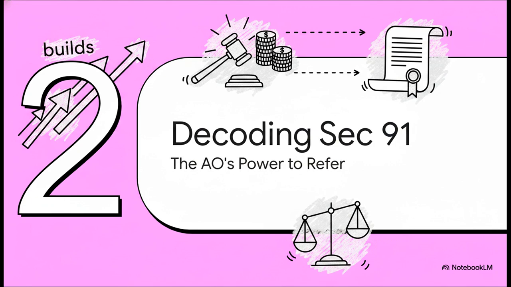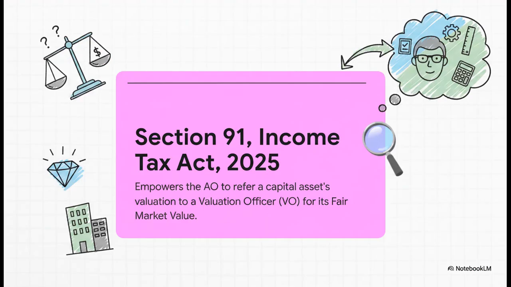And that brings us right to the heart of it, Section 91 of the Income Tax Act 2025. This is the specific legal tool the assessing officer uses to try and resolve these tricky valuation disputes. So what does this actually mean in plain English? Well, think of Section 91 as the AO's power to get a second expert opinion. If they have any doubt about the value you've declared, they can refer the matter to a specialist inside the department, the Valuation Officer, or VO, whose whole job is to figure out the fair market value.